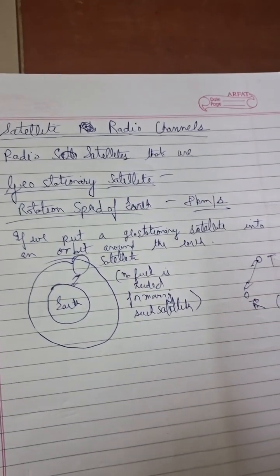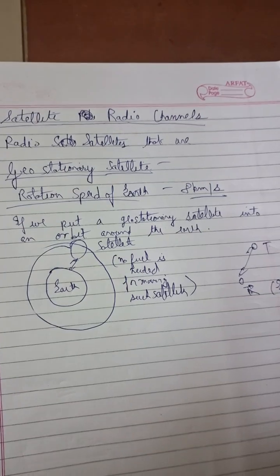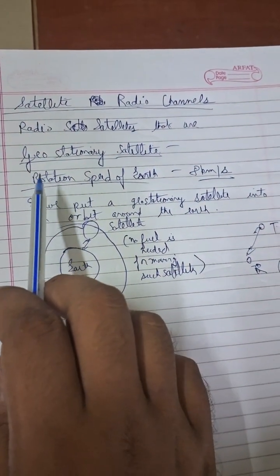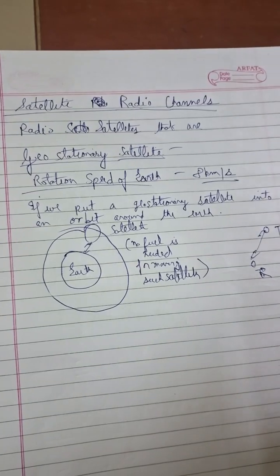Someone can ask what is the speed of a geostationary satellite. So you can say the rotation speed of a geostationary satellite is the same as the rotation speed of the Earth, which is 8 km per second.